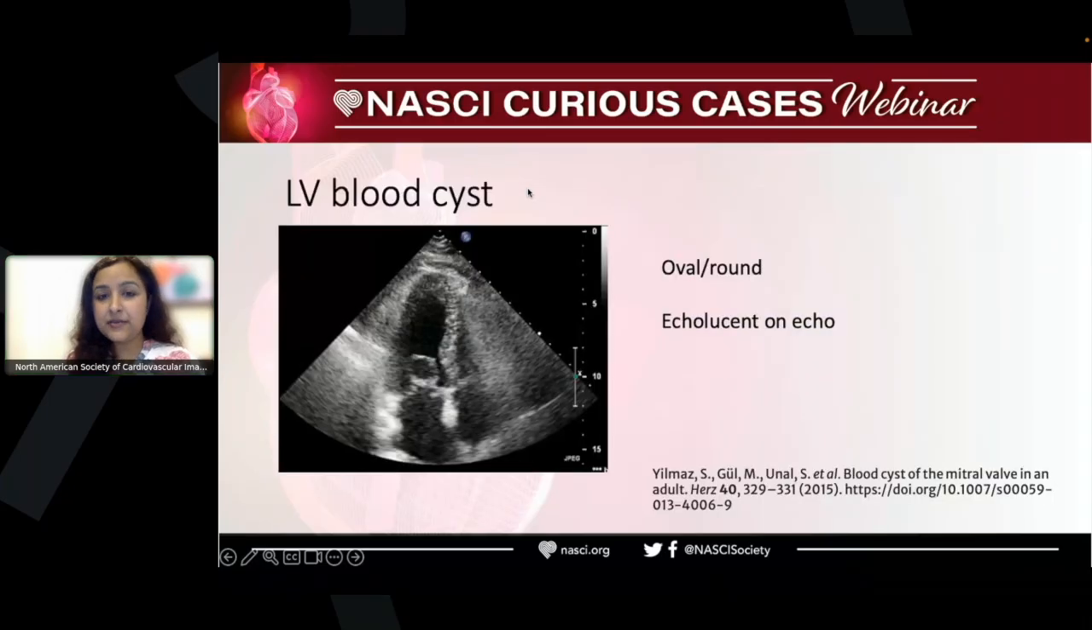Second differential is a left ventricular blood cyst. Now, this is one of the cases I've taken from a case report wherein a similar tissue can be attached to the mitral valve.